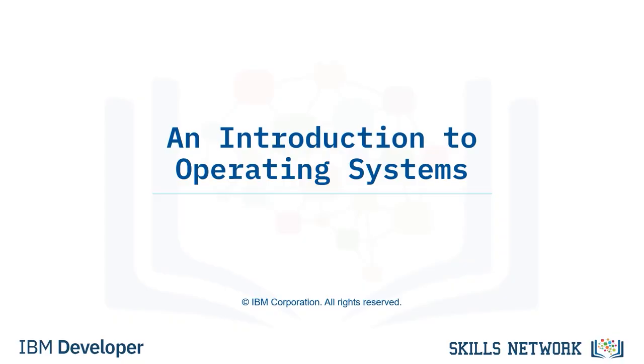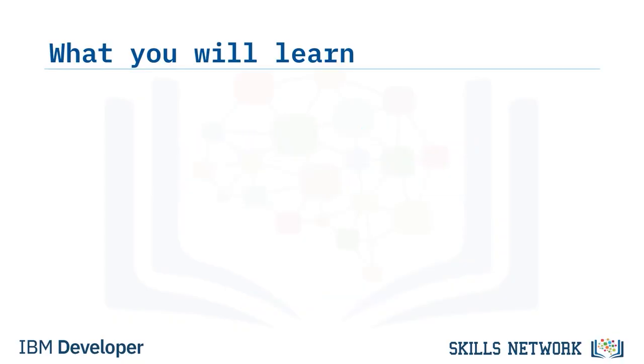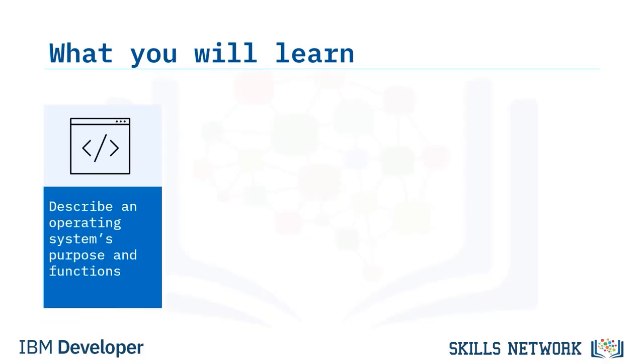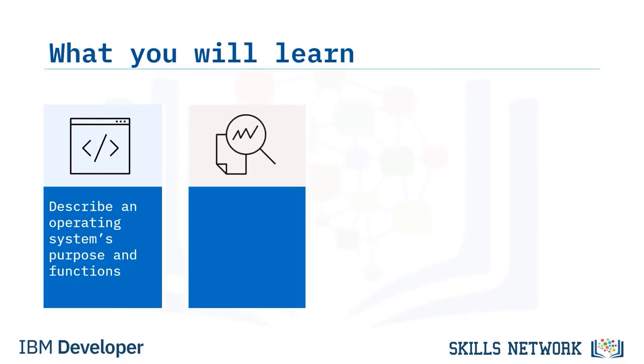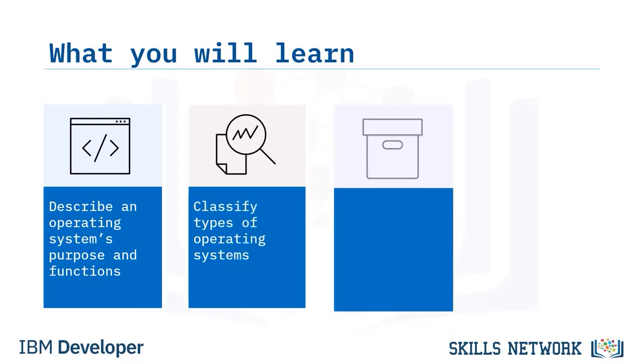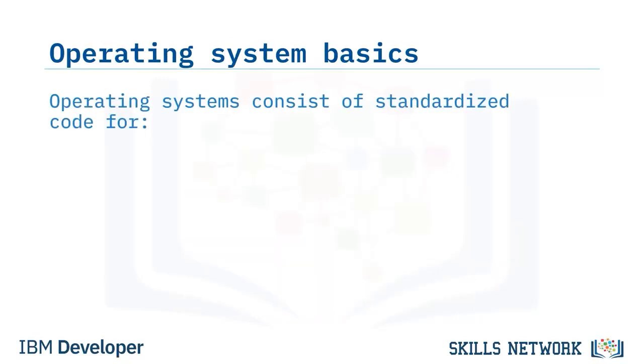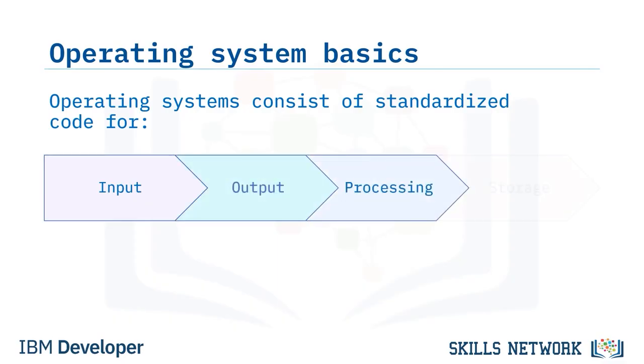Welcome to an introduction to operating systems. After watching this video, you will be able to describe what an operating system is and describe the functions operating systems manage, classify types of operating systems, describe operating system generations, and describe the history of Linux, Windows, macOS, and Chrome OS operating systems. Operating systems provide standardized backbone code for managing input, output, processing, and storage.